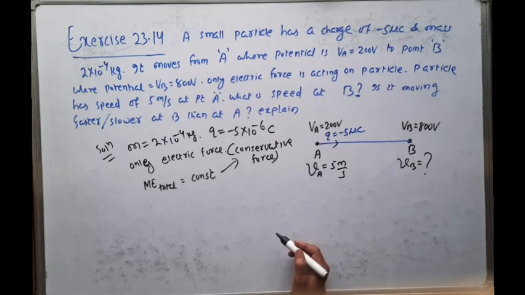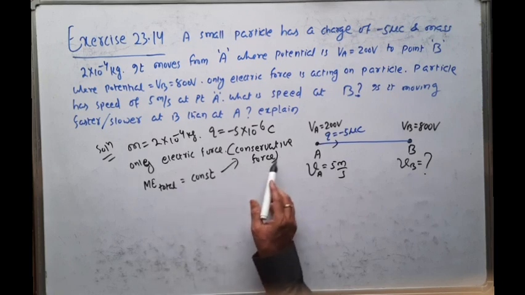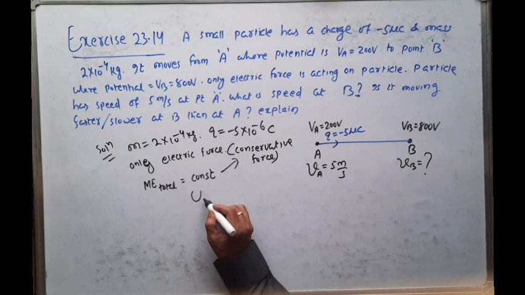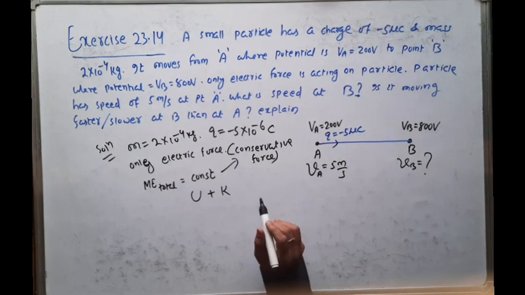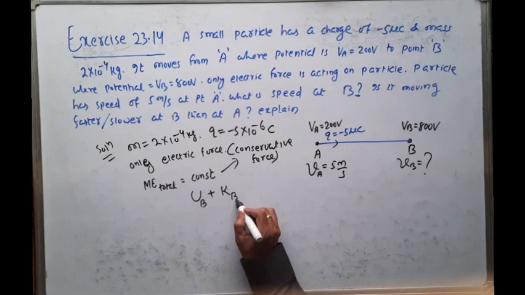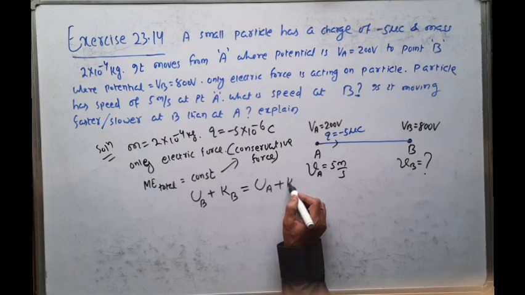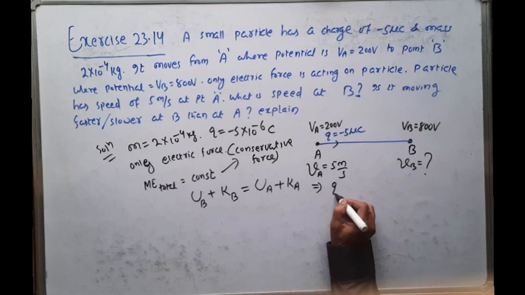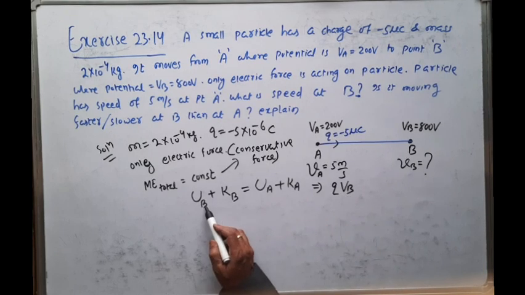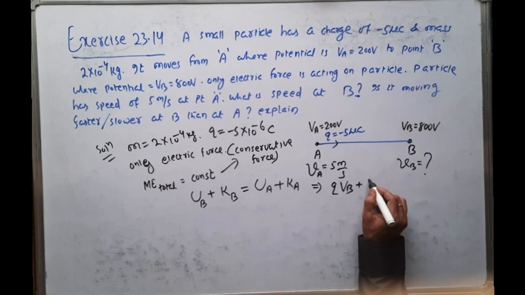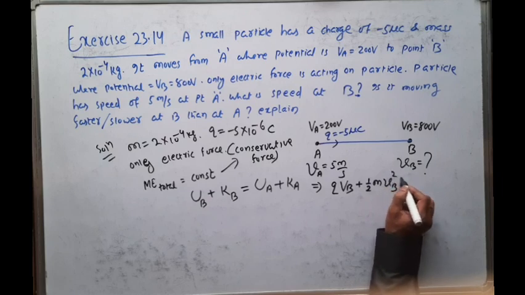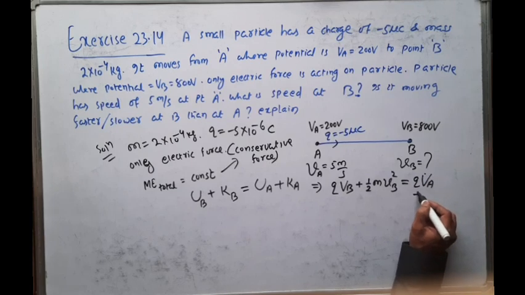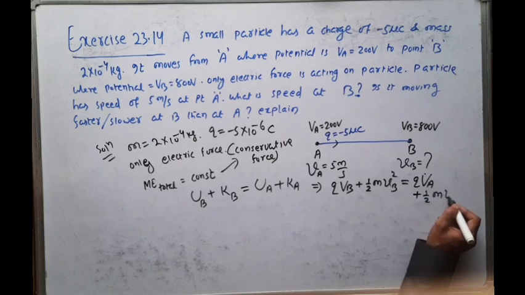At point B, what is the final velocity? That is the question. As per the conservation principle, the total mechanical energy is constant. That means potential energy plus kinetic energy remains constant. That is, potential energy at B plus kinetic energy at B is equal to potential energy at A plus kinetic energy at A. The charge is Q, so Q into VB is the potential energy at B, plus kinetic energy at B, half m VB square, is equal to Q into VA plus half m VA square.